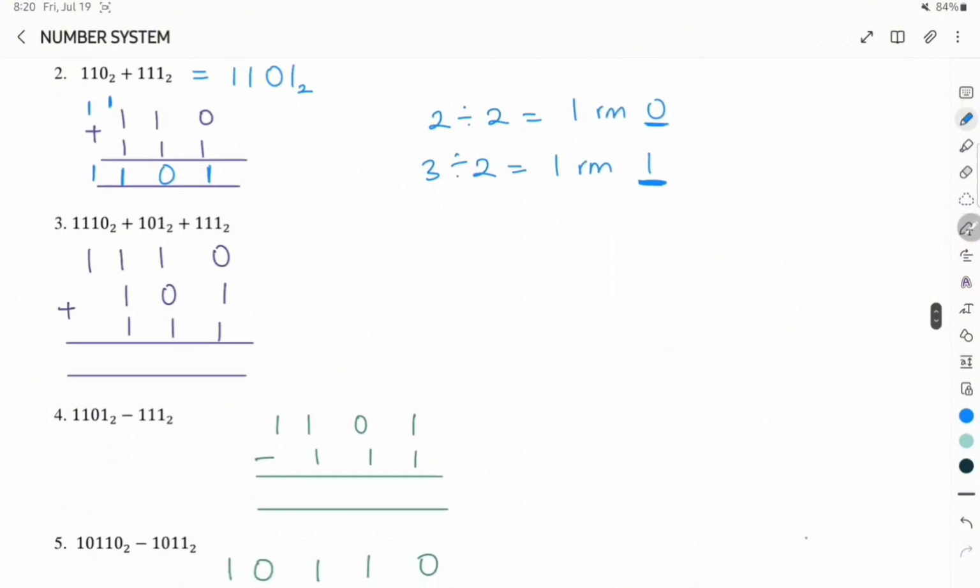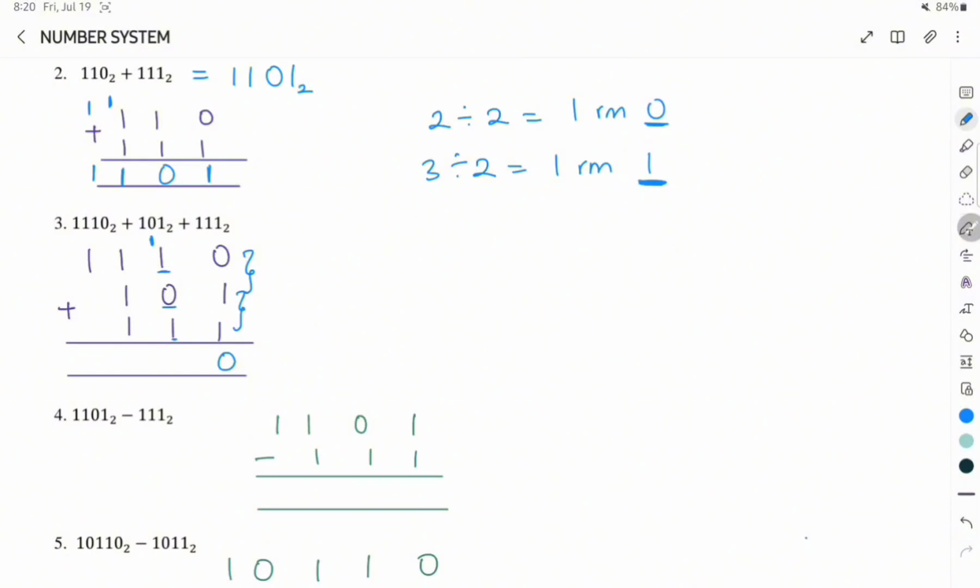Now another question on addition. We have 0 plus 1, that will give us 1, right? Then 1 plus 1 will give us 2. 2 divided by 2 is 1 remainder 0. We write 0, we keep 1, right? Now, this 1 plus this 1, that's 2. 2 plus 0 is 2. 2 plus 1 again is 3, right?